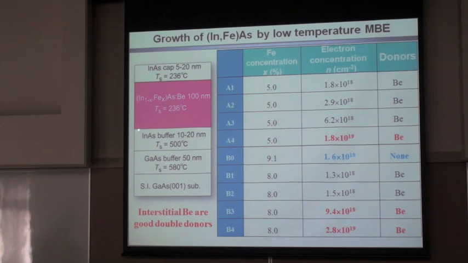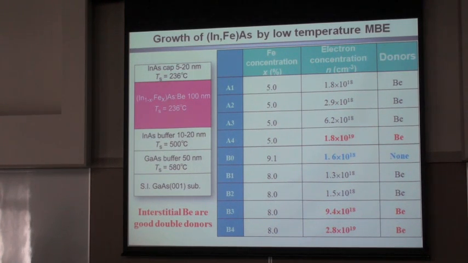And then on the atomically smooth surface, we have grown indium iron arsenide, 100 nanometer thick film at lower temperature, 236 degrees. So this low temperature is necessary to incorporate iron up to a few %. And in most of the samples, we have doped beryllium.